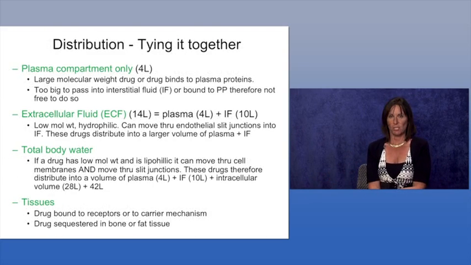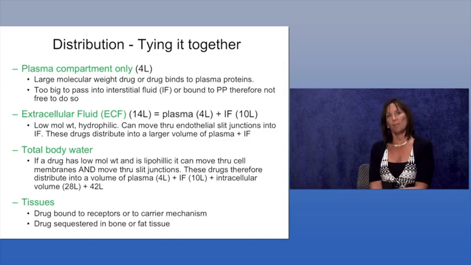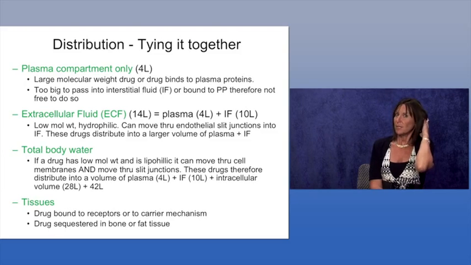So let's tie distribution together once and for all. Plasma compartment is 4 liters. If a drug is contained within the plasma compartment, using what we know about the determinants of distribution, we could imagine that the drug would have a large molecular weight, or that the drug is heavily bound to plasma proteins, thereby containing it within the plasma compartment. That the drug is too big to pass into the interstitial fluid, or is bound and therefore not free to do so.